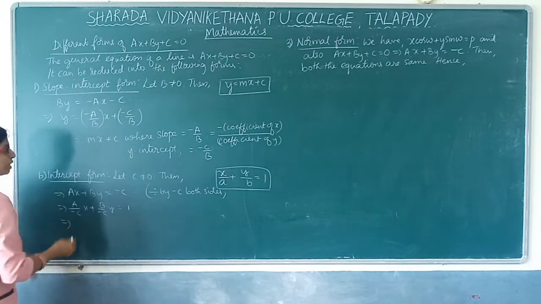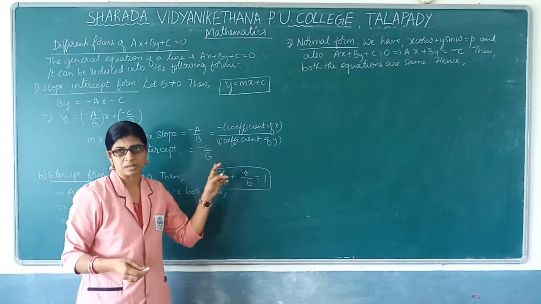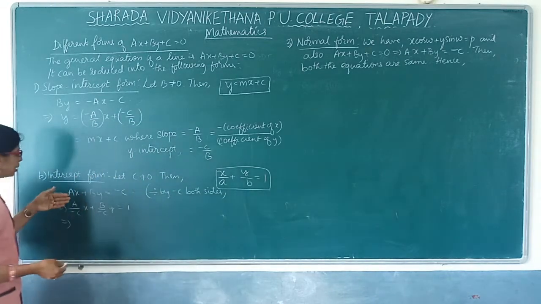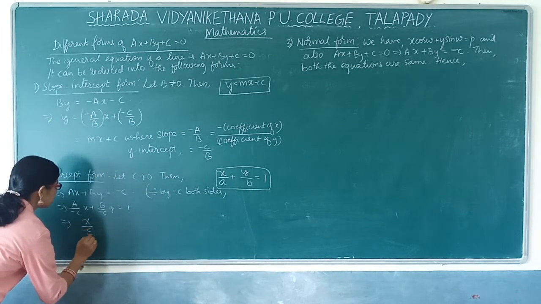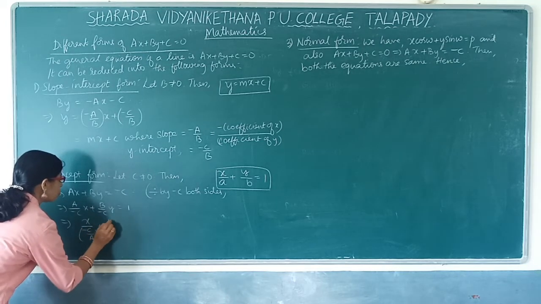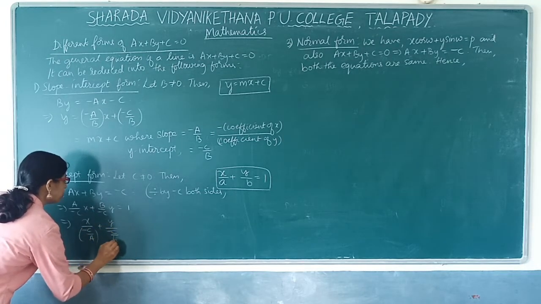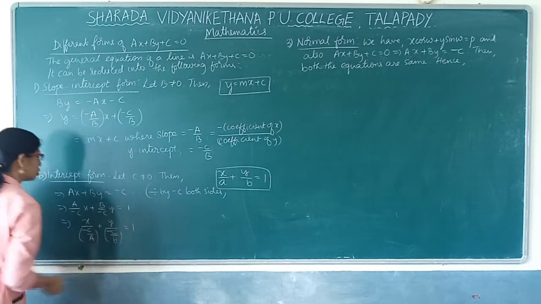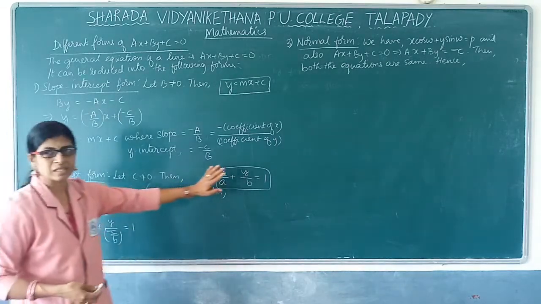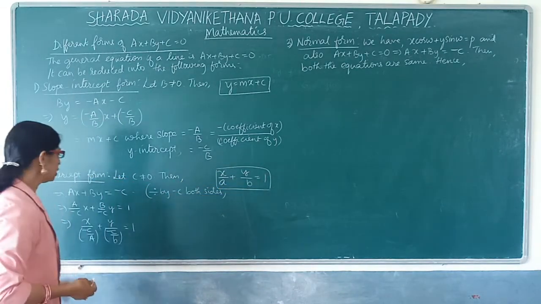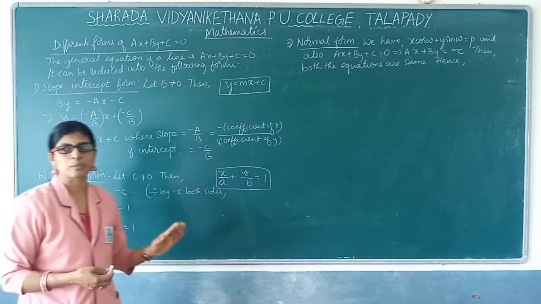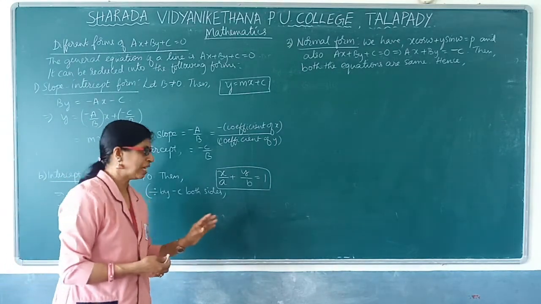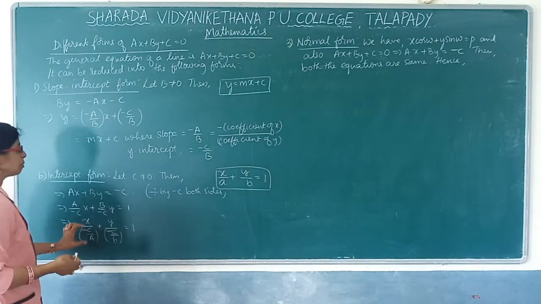But we want the coefficient of x as 1 here. So what you have to do? You have to bring this a to the denominator. So x by minus c by a plus y by minus c by b is equal to 1. So this is exactly the same as this. It is in this form. So this is called the intercept form of the equation of the line, which is reduced from the general form of the equation of a line.